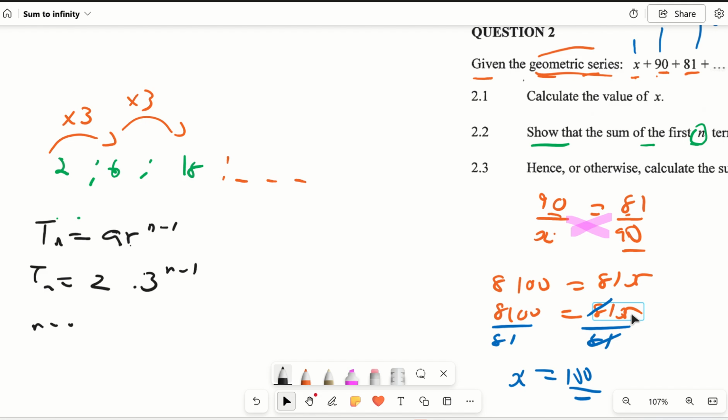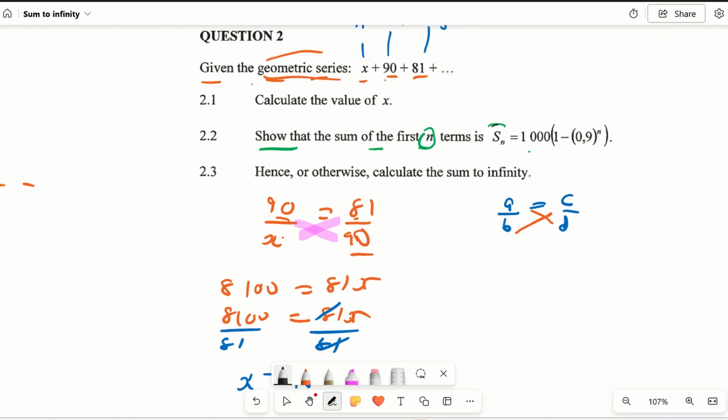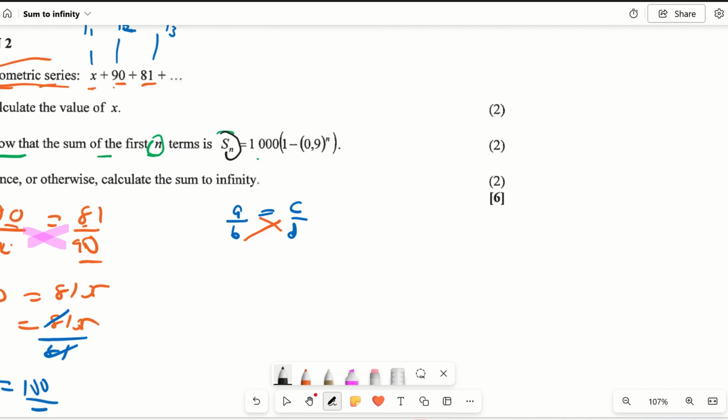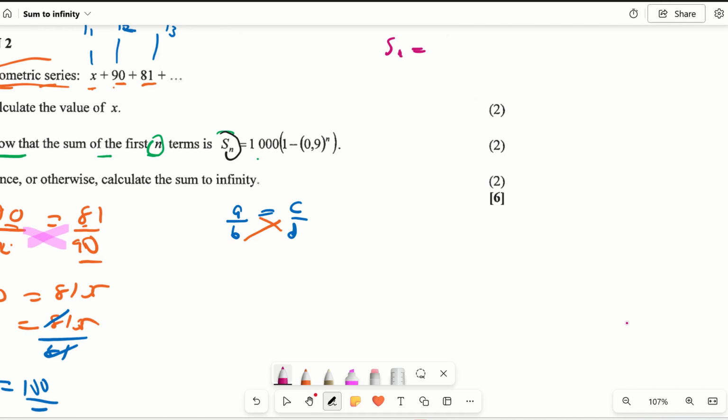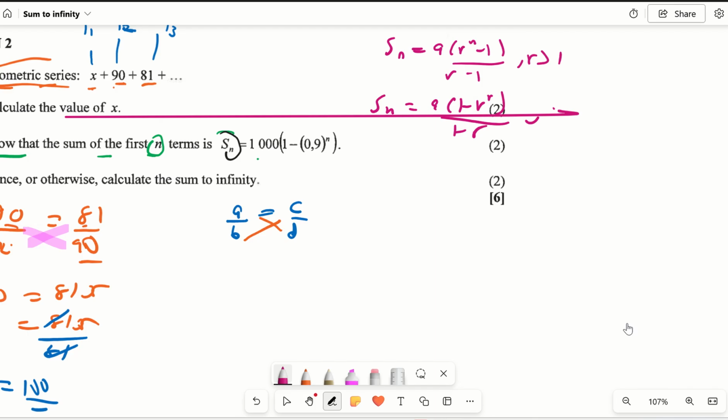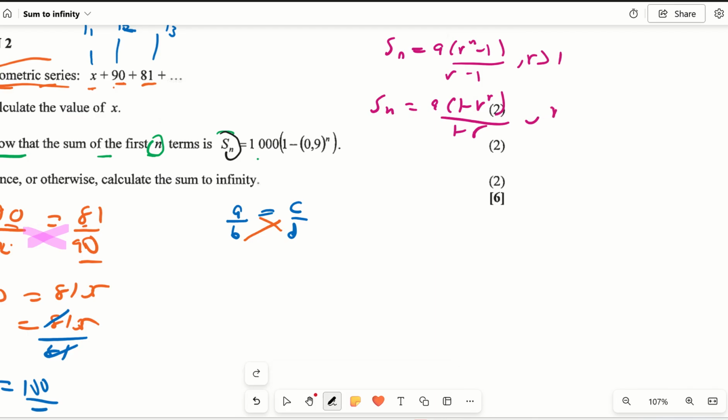Now here, basically they're asking for the nth term, but in the context of sums. So now you know that you have two formulae for the sum. You've got this one, which you apply when r is less than 1, and this one, which you apply when r is greater than 1.